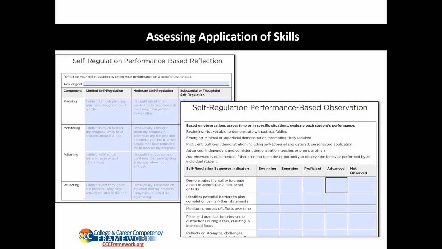The performance-based observation is designed to be embedded within authentic situations, such as academic courses and extracurricular activities. Based on observations across time or in specific situations, the teacher rates each student's self-regulatory behaviors on a scale of beginning to advanced. The self-regulation performance-based observation should be purposefully planned, as it is necessary to ensure students have opportunities to demonstrate the specific behaviors.